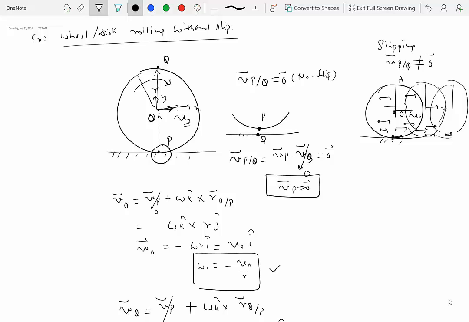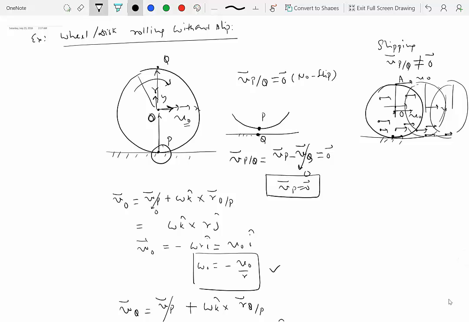Okay, so because this is doing a rolling motion without slipping, this is kind of expected, right? Because this is doing what we call a general planar motion, as we have seen before. And a general planar motion can be divided into a translation and a rotation. So if it was translating, then every point on this wheel would have the same velocity v0, right? So in that case, this point A would have the same velocity v0.